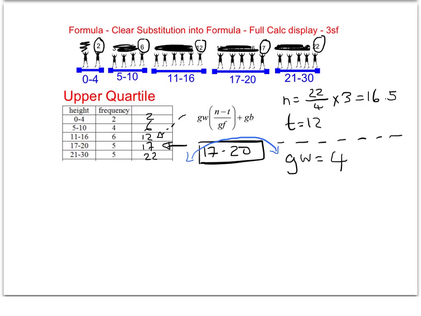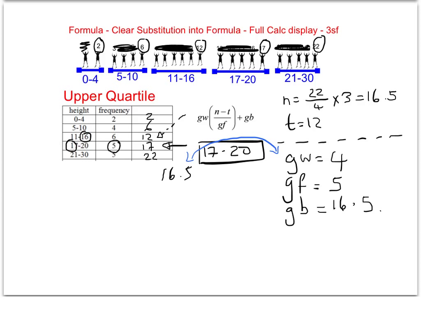I don't trust myself on my adding, but I'm pretty sure that's right. 20.5 minus 16.5 is 4, yes. Group frequency is how many people are in the group, 5 people. Group bottom, that's the 16.5, filling in the gap between this 16 and this 17. So the group bottom is 16.5.